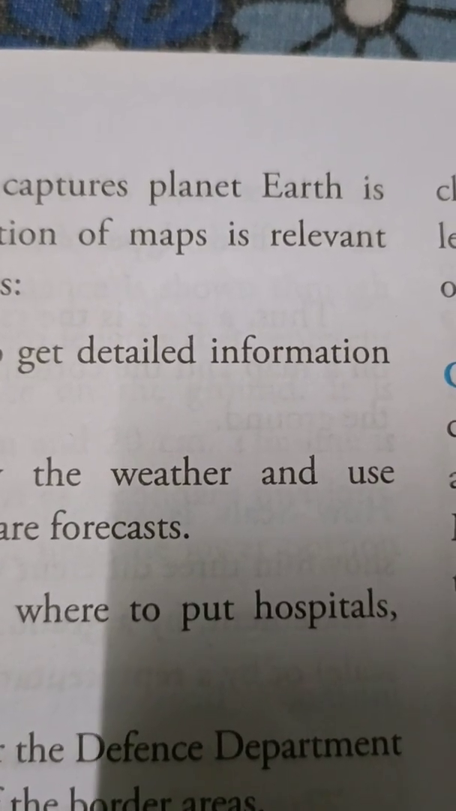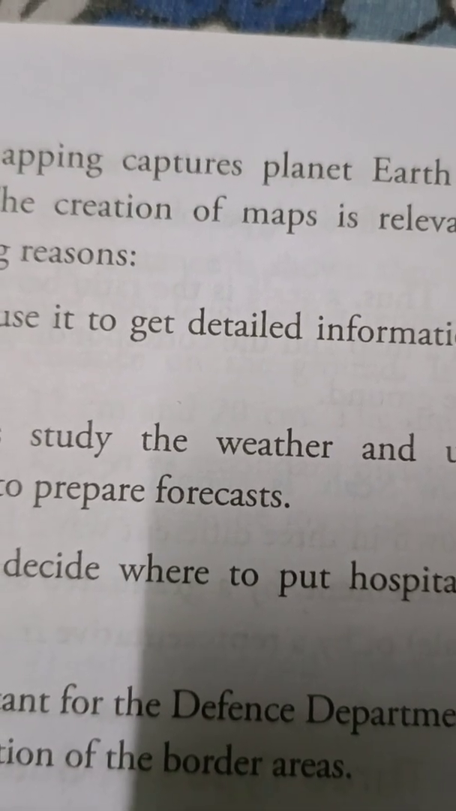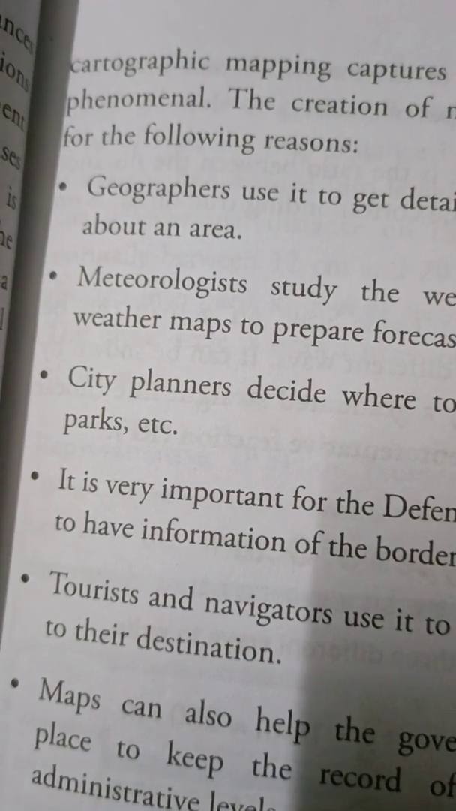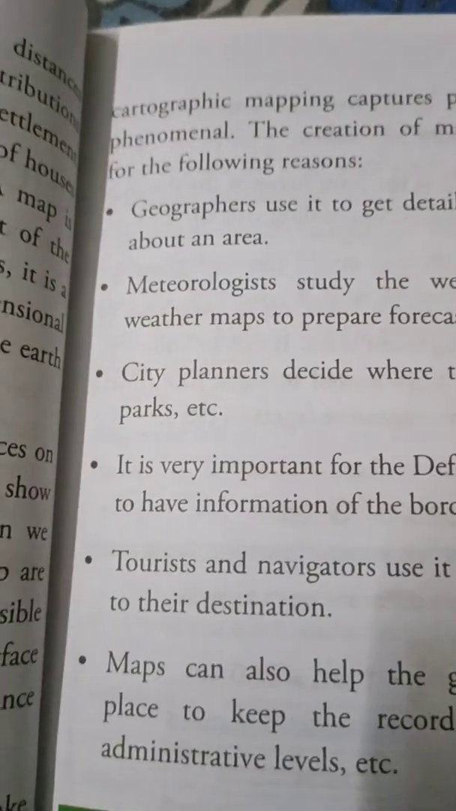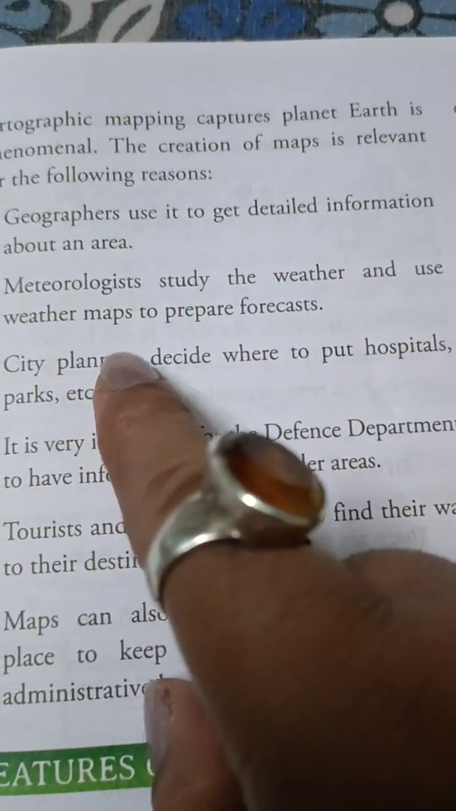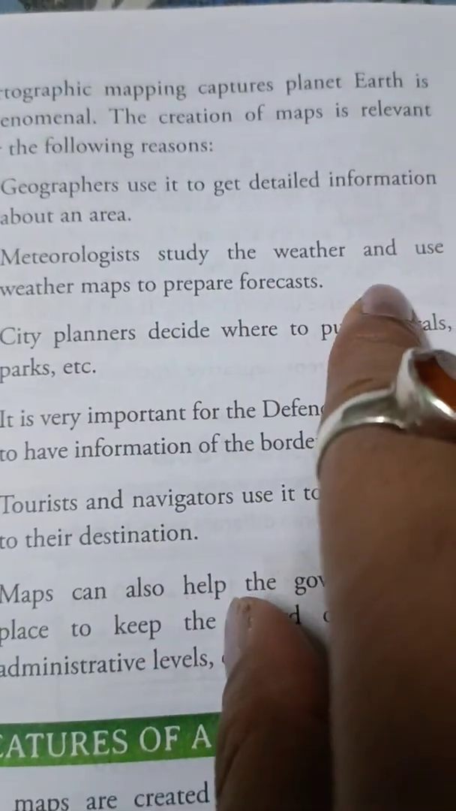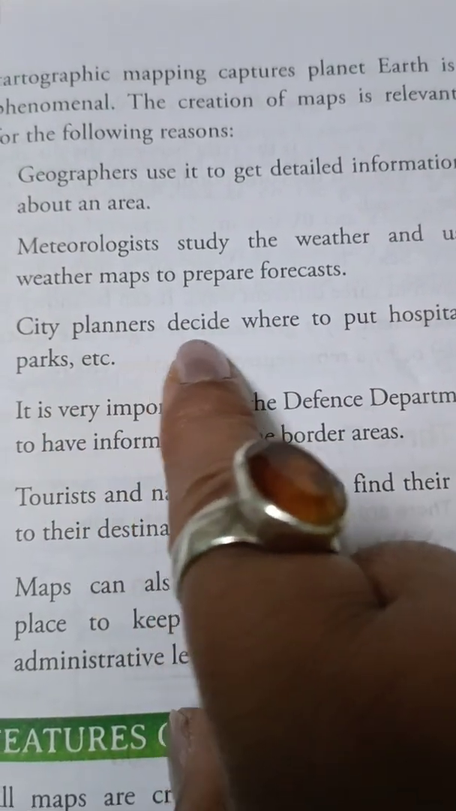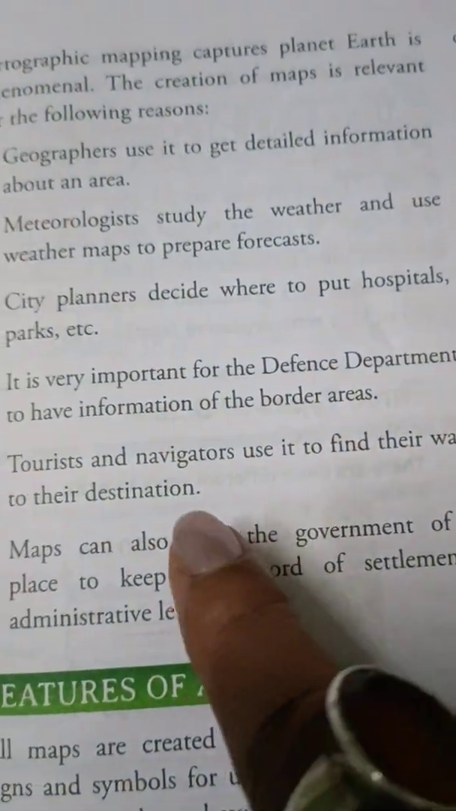Significance of maps. Map is a great tool of innovation. The way cartographic mapping captures planet Earth is phenomenal. Now, the creation of the map has something to be followed. Geographers use it to get detailed information about that area. Meteorologists study the weather and use weather maps to prepare forecasts. City planners decide whether hospitals and parks can be settled down by going through the map.